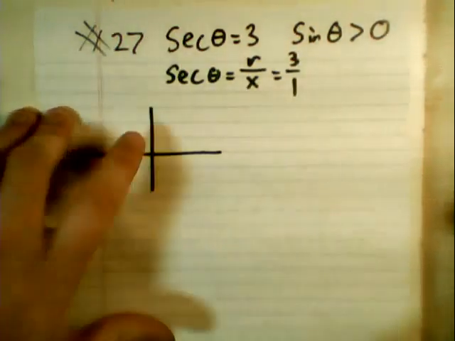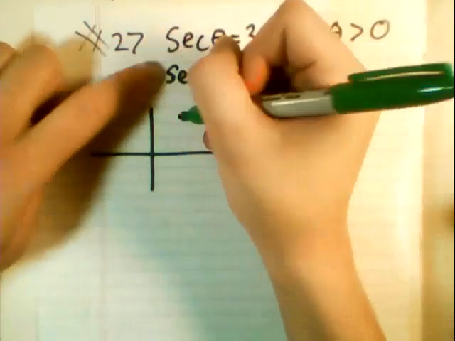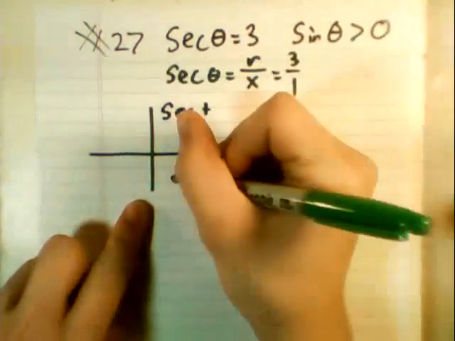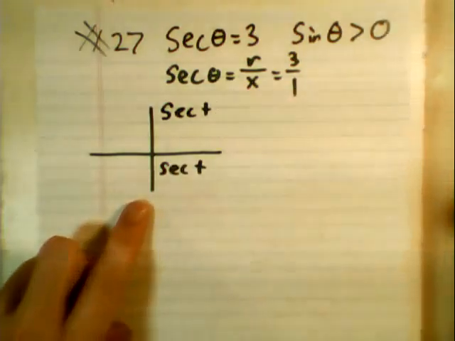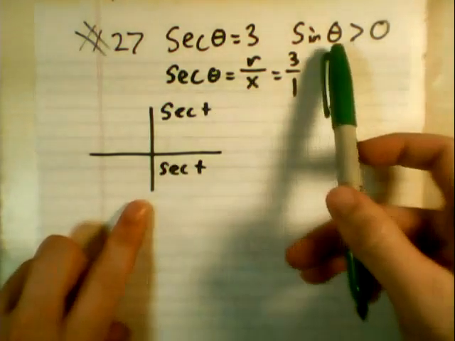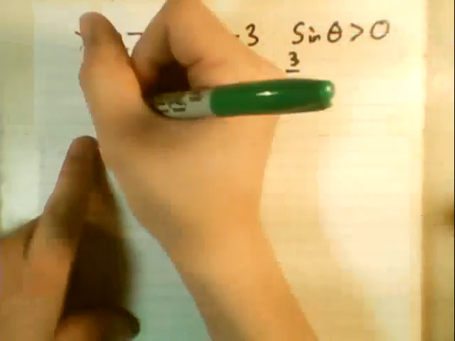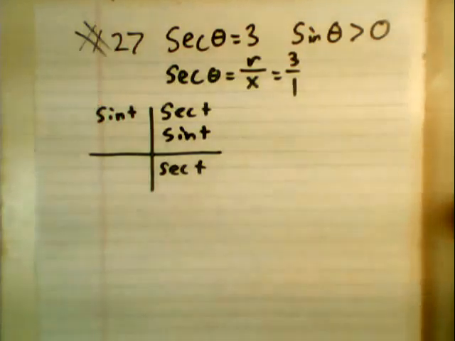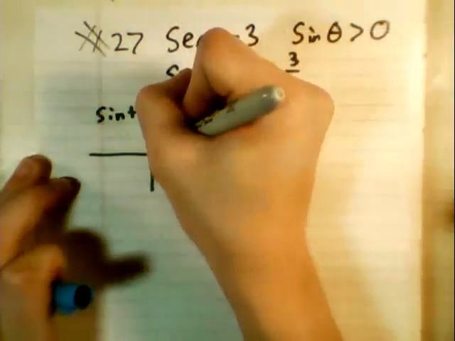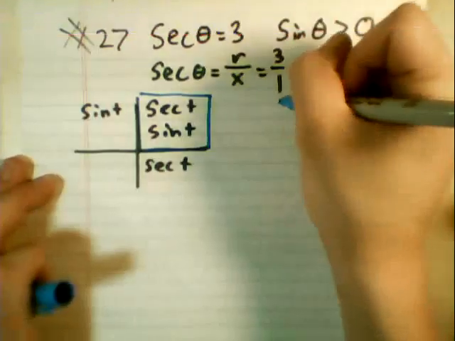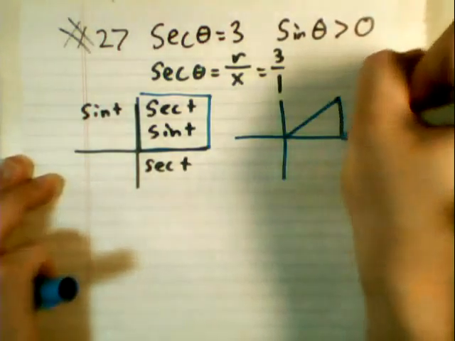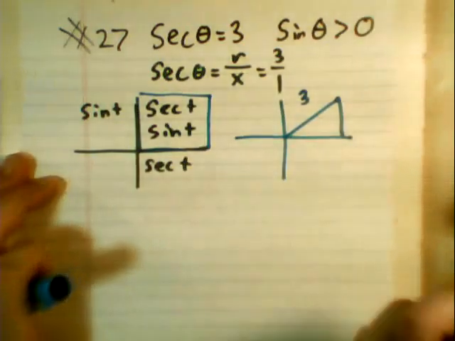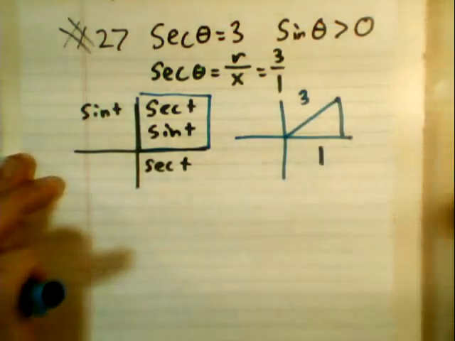Okay, so secant is our x's, and the x's are positive over here and negative over here. So secant is positive here, secant is positive here. Sine is positive, and sine is our y, so sine is positive here, and sine is positive here. So in quadrant 1, that's where we will be working. So our triangle will look like this, with a radius of 3 and an x value of 1. So we need to figure out our y.